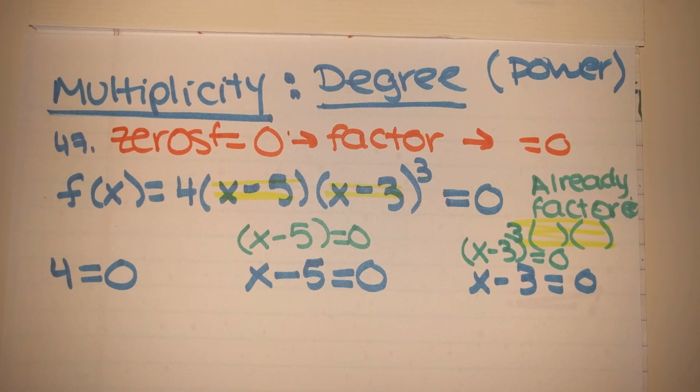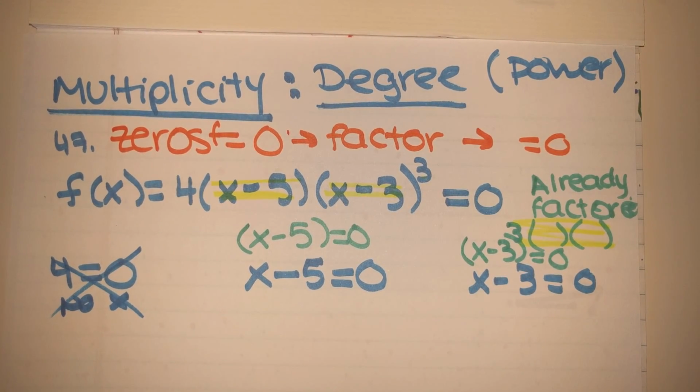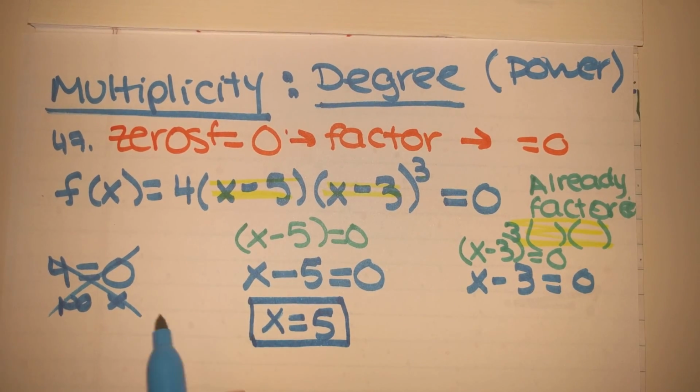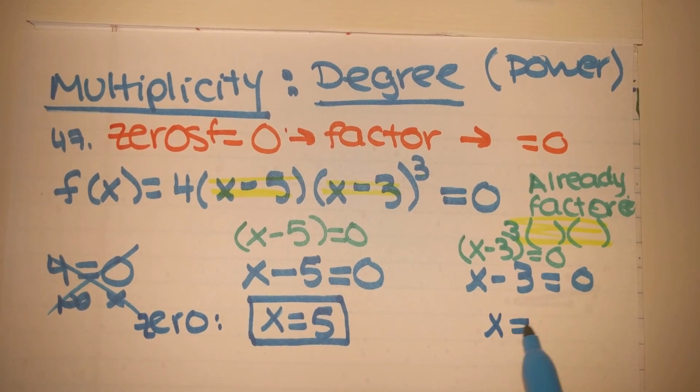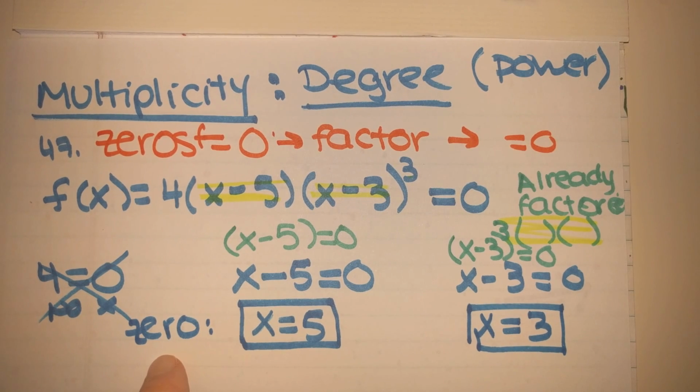Now, before you can find the multiplicity, you have to find the zeros. So if you look at 4 is equal to 0, there's no x to solve for there. So that tells you that there's nothing to worry about as far as that becoming a 0. The x minus 5 is going to give us x is equal to 5. That is going to be a 0 of our function. And the x minus 3 gives us x is equal to 3. That again is a 0 of our function.